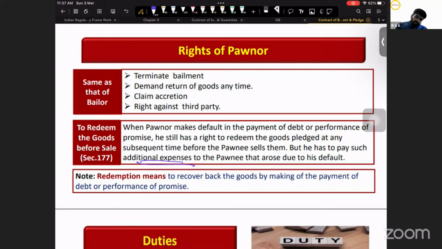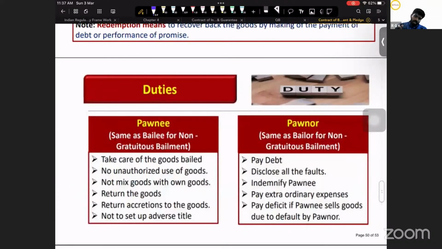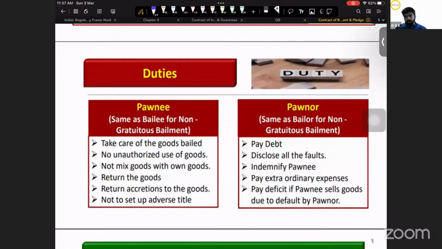Speaking about the duties, I'll show it on the screen. You can take a note of it. Same duties as owner and pawnee, same like bailor and bailee. Pawnee, bailee, owner, bailor. So please take it into consideration.